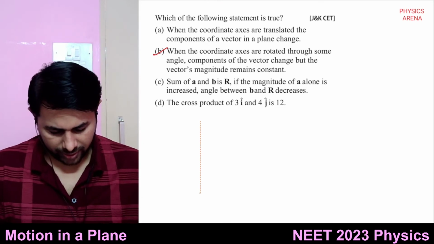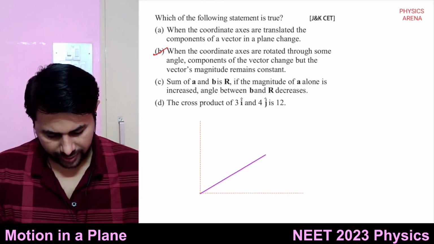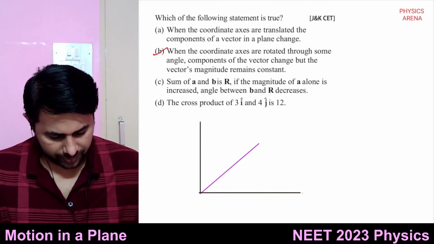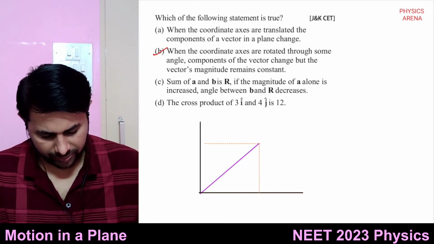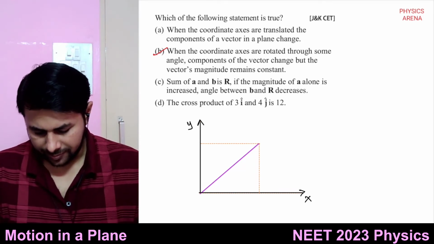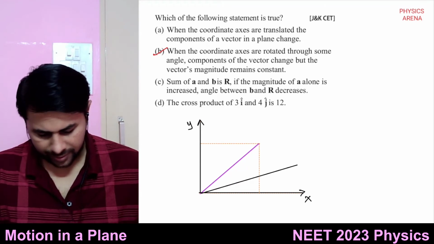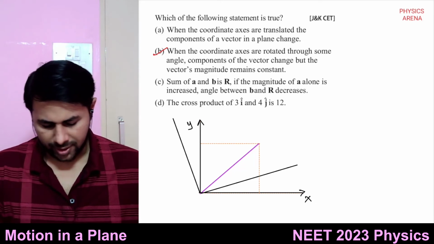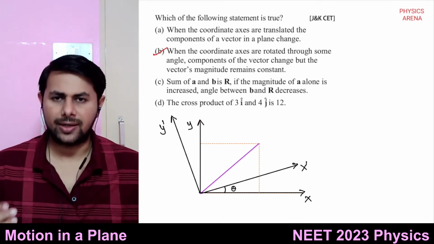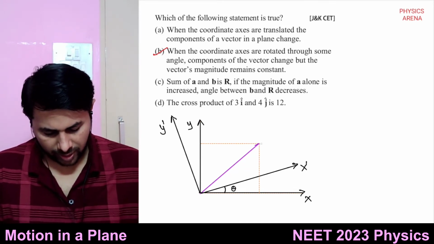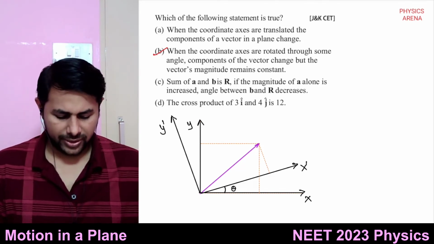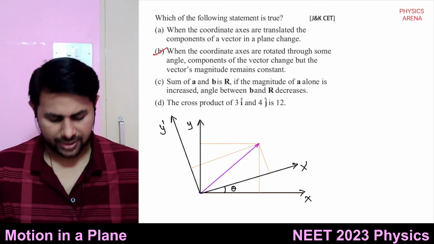So, this is your x and y axis, and suppose this is your vector, like this. Now you can draw the components. This one will be your x component, this one will be the y component. Now you rotate x and y through some angle theta. So this is your new y, this is your new x: x prime, y prime, rotated by an angle theta. Now if you find the components of this vector along the new x and y, they will not be the same as the initial components. You can see that the x component is increasing and the y component is decreasing. Can you see that?